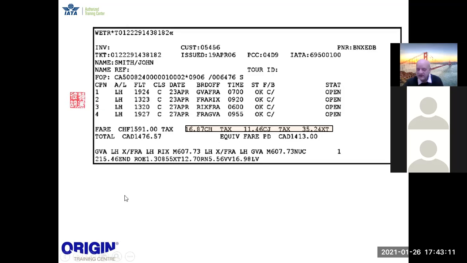Here's a ticket. Okay. This is how taxes are often shown on a ticket. Now, CHF, the fare CHF, that means everything is CHF. They're not going to put CHF, CHF, CHF, CHF. It's all on one line, it's all CHF. But you've got the amount, tax code, amount, tax code, amount, tax code. Okay? So that just shows you how it looks on an e-ticket.